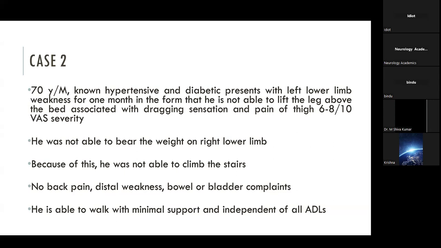Coming to case 2, a 70-year-old male, known hypertensive and diabetic, presents with left lower limb weakness for 1 month, in the form that he is not able to lift the leg above the bed, associated with a dragging sensation and pain of the thigh of moderate severity. He was not able to bear weight on the right lower limb. Because of this, he was not able to climb the stairs. No back pain or distal weakness or bowel bladder involvement. Able to walk with minimal support, independent of ADLs.